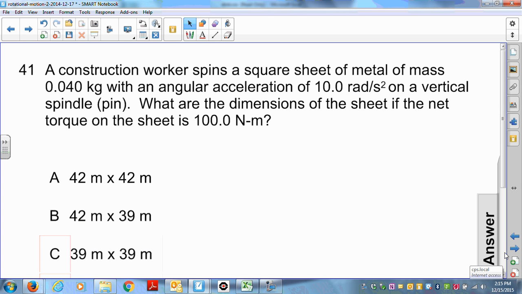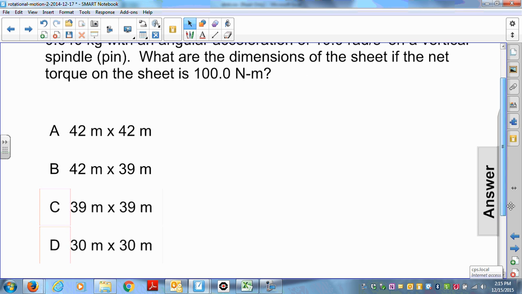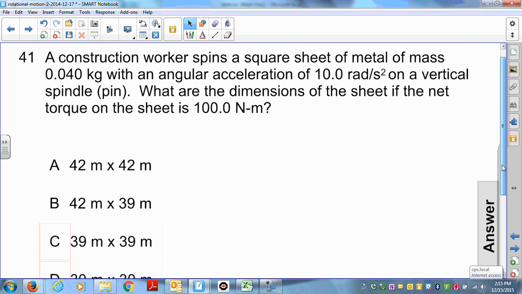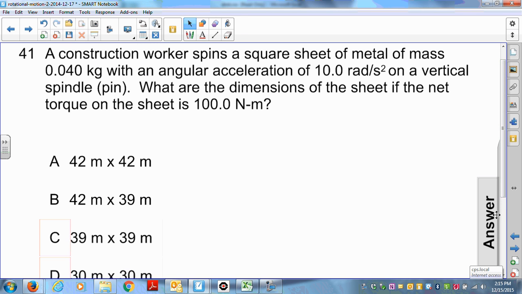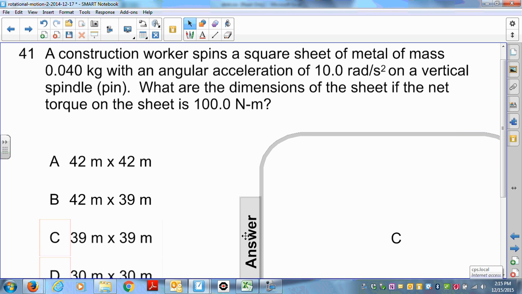A construction worker spins a square sheet of metal of mass 0.040 kilograms with an angular acceleration of 10.0 radians per second squared on a vertical spindle. What are the dimensions of the sheet if the net torque on the sheet is 100.0 Newton meters? Go ahead and pause now. Actually, I'm going to show you the question because I know you can't see it on your sheet. Okay, the correct answer is C, 39 meters by 39 meters.